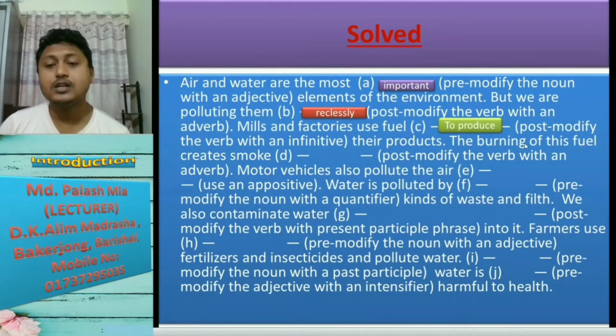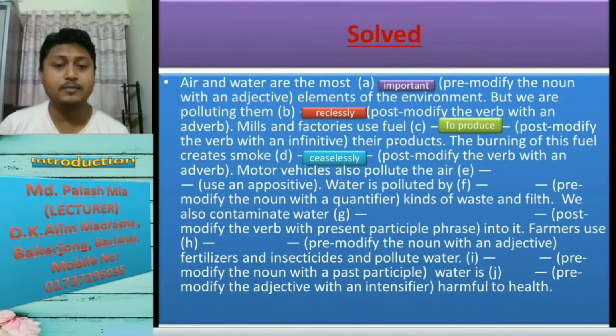Another sentence: the burning of this fuel creates smoke. Post-modify the verb with an adverb. So adverb, ceaselessly. Okay, you know the meaning of ceaselessly, and you have to understand the meaning of the sentence and then fill in the very word that is directed in the bracket.